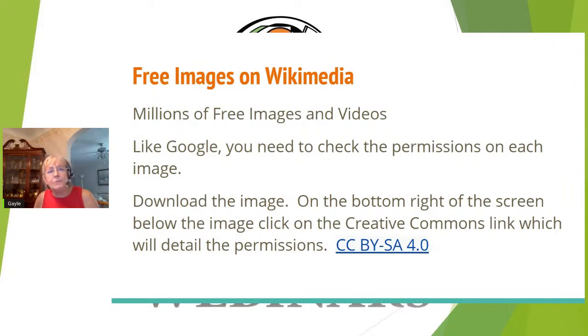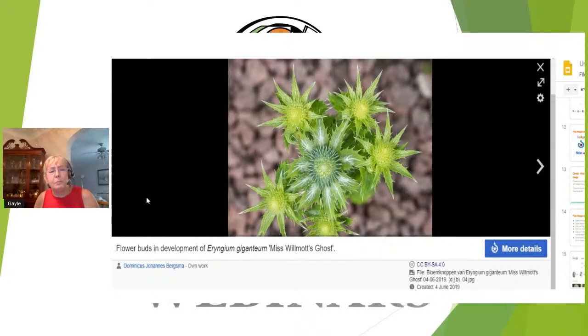Wikimedia is kind of the same deal. There are millions of free images and videos. And like Google, you need to check the permissions on each image. Download the image. At the bottom of the screen, below the image, click the Creative Commons link, which will detail the permissions. Okay, here I've got a really weird picture of a plant, Miss Wilmot's ghost.